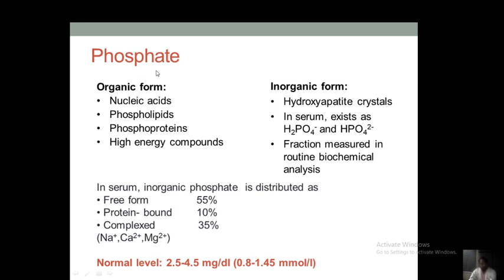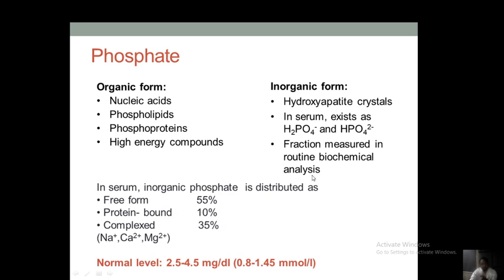So let's see a little bit of phosphate, then we'll come again to the regulation part, and hyper and hypo calcium and phosphorus. Let's see phosphate in the organic and inorganic forms. Organic phosphate is present in nucleic acid, phospholipid, phosphoprotein, and high energy components. You understood this because it's mainly required for energy; ATP requires phosphate, and the nucleic acids also. In the inorganic form, it is the hydroxyapatite crystal. It is present in serum in the ionized form, and this fraction is measured by routine biochemical analysis.